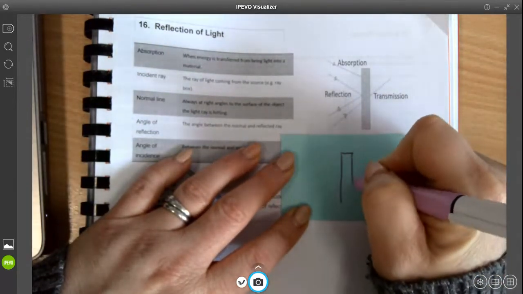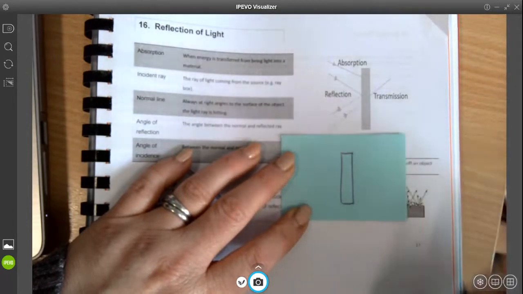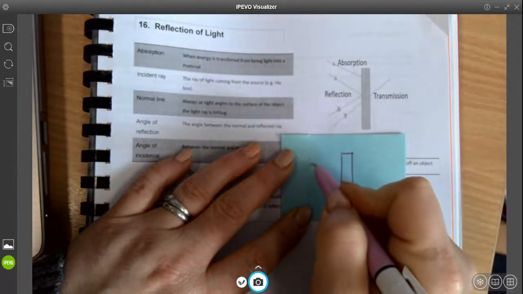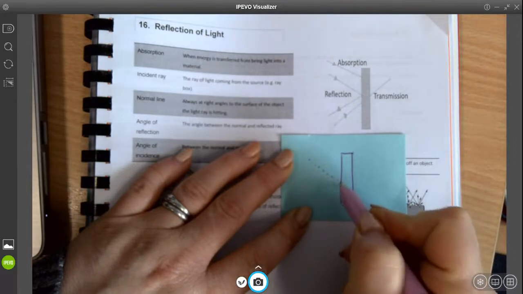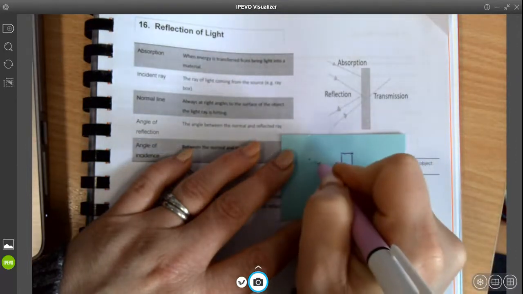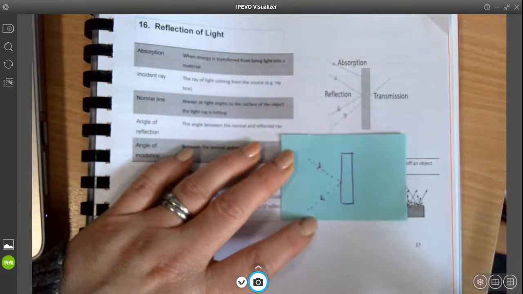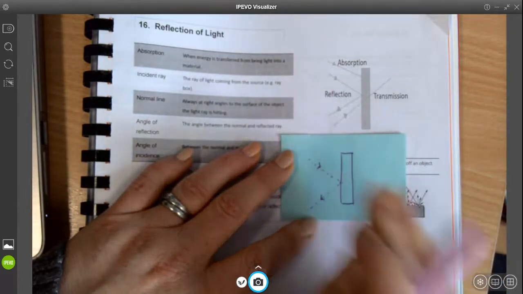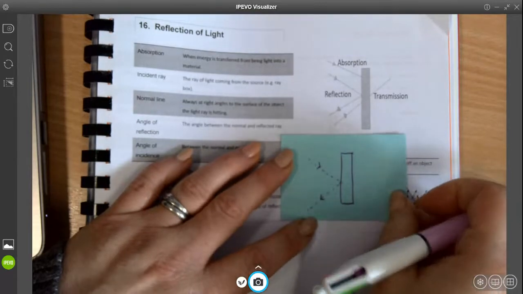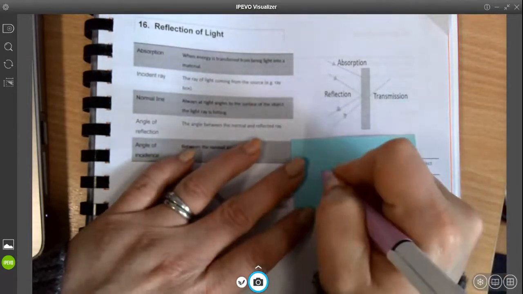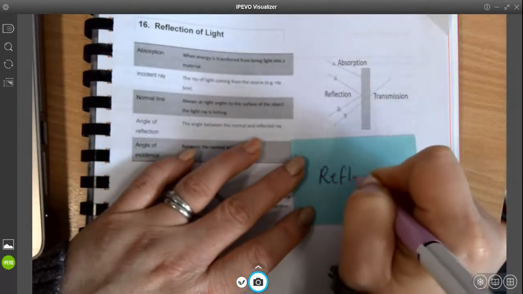I'm going to draw this solid piece here, and I'm going to draw my dotted line that goes in and then out again. So I'm copying just this dotted line here onto my card. From there, that's actually all I'm going to put on this side. I'm going to turn it over and I'm going to write the word reflection.